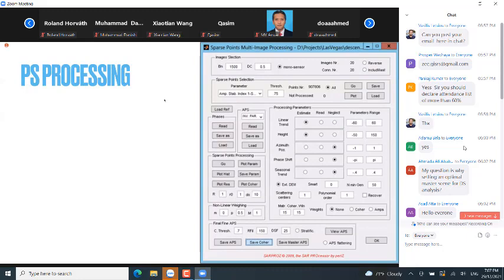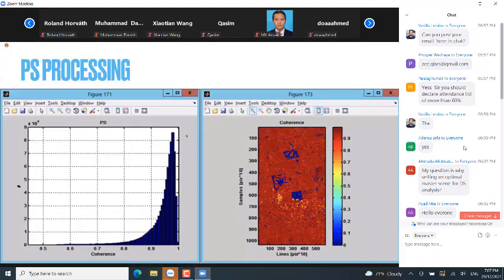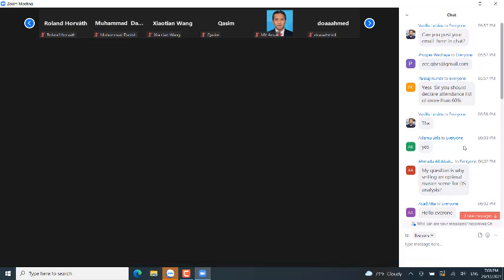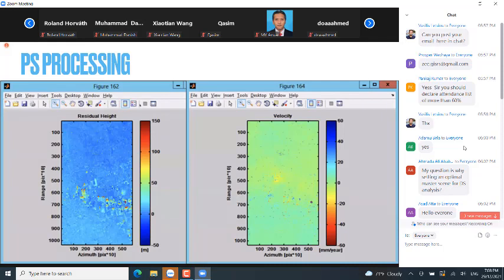All right, and then after we remove the atmosphere, we can estimate the height and motion differences for all the points, and again take a look at the histogram or the spatial distribution of the coherence values to see the quality of the estimation and how well it fits to the model. And then we can see the height information and velocity information for each of the estimated points.